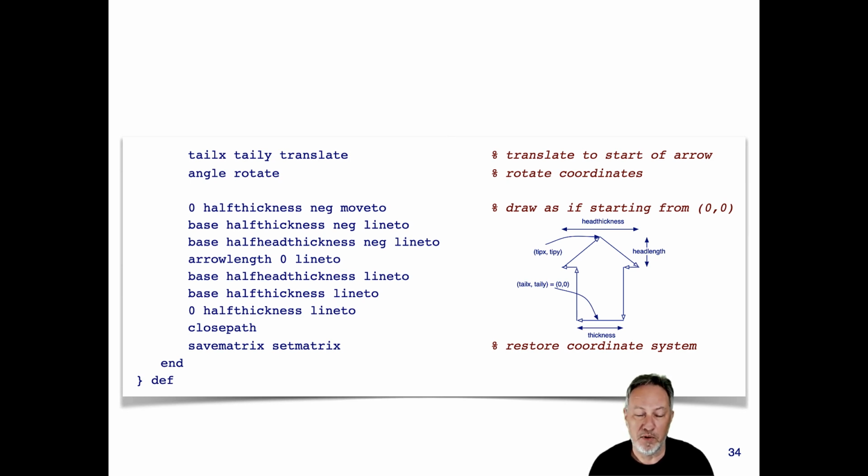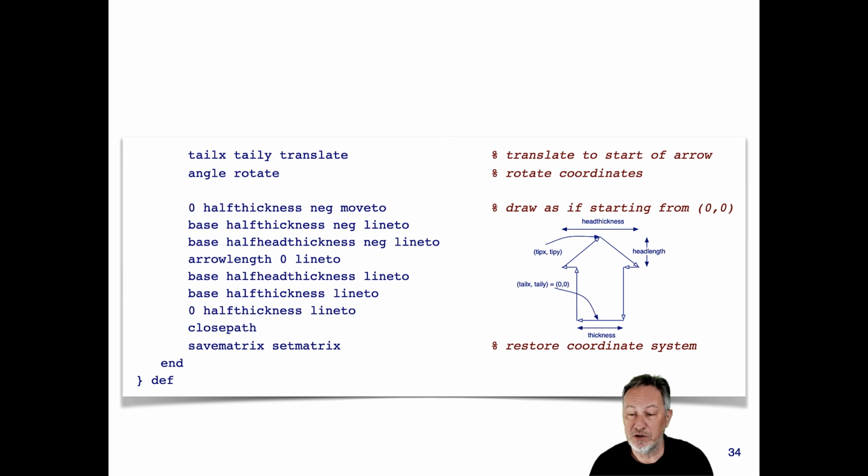We move arrow length. We move to arrow length 0 and continue on all the way around until we end back at the tail x, tail y position. Finally, we close the path and we restore the matrix. So our saved matrix then gets restored to what it was before.